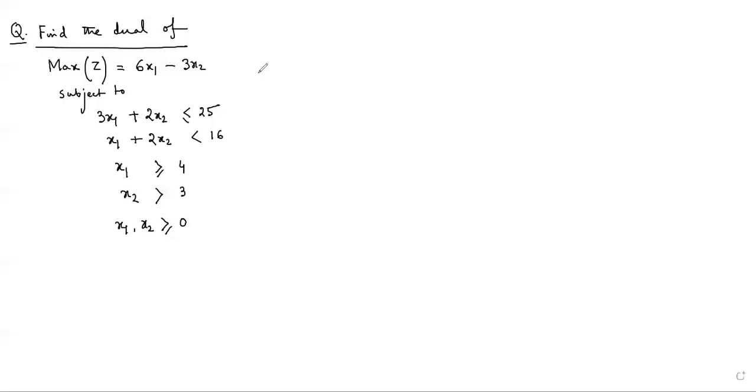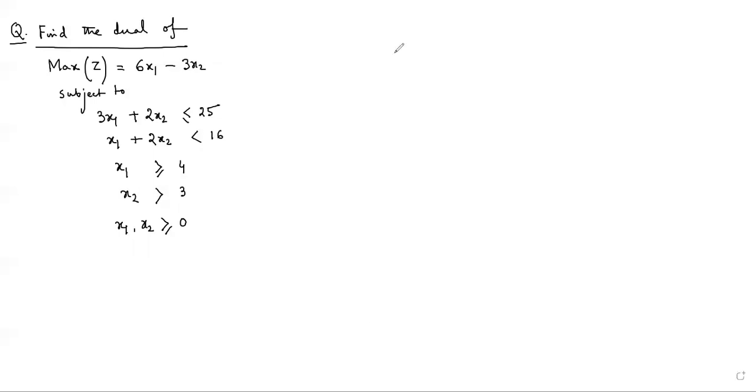Where we can see that we are supposed to find the dual of the problem, which has a mixture of constraints. Some of the constraints have greater than type inequalities, and some constraints have less than type inequalities. So the question is how to deal with the problem. That was your question, and I'm going to answer it right now.